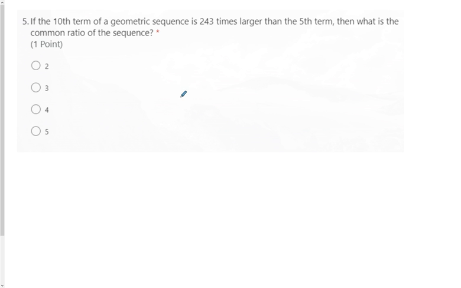Number 5. The 10th term is 243 times larger than the 5th term, and we know it's a geometric sequence. What's our common ratio? This one's a little tough. So we say, okay, what do we know? These are all pretty tough, actually. That's the point, that we want to struggle a little bit. Our 10th term is 243 times our 5th term, right? Our 10th term is 243 times larger. So to make them equal, we need to multiply our 5th term by 243. That's the only way to make them equal.